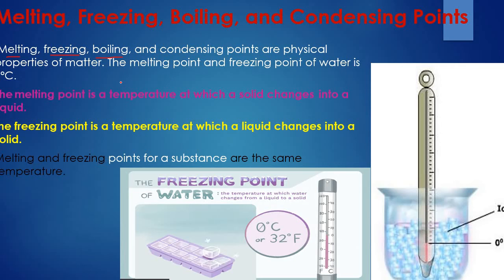The melting point and freezing point of water is 0 Celsius. Look here, this is ice, so the freezing or melting point is 0 Celsius. So what is meant by melting point is the temperature at which a solid ice turns into liquid. When the ice starts to melt or to change into liquid, this temperature is 0 Celsius.